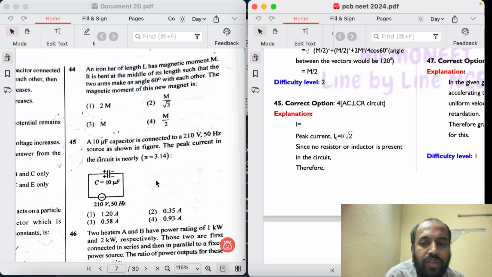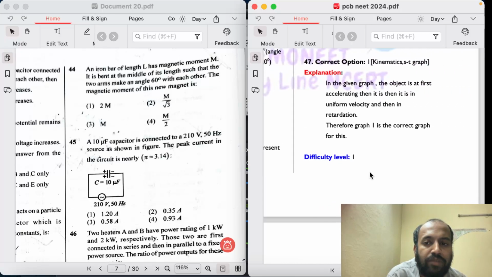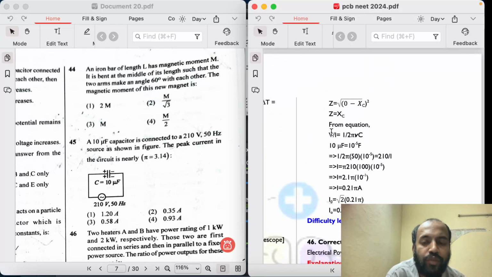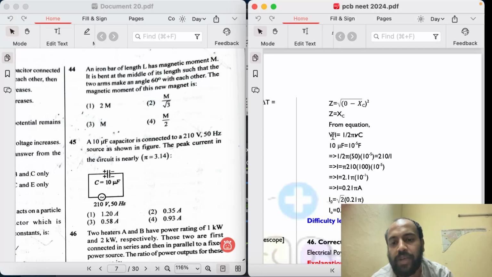So you know there are two currents, RMS current and peak current is equal to I divided by root 2. Now no inductor and resistor is present, so we can easily find out what is my current. Now for current you have to use Ohm's law. So the impedance is given by root over of 0 minus Xc whole square, or the impedance is just the capacitive reactance. And what is Z? Z is the impedance. So impedance is equal to V by I. That means the total voltage divided by the total current. Our aim is to find out what is I.